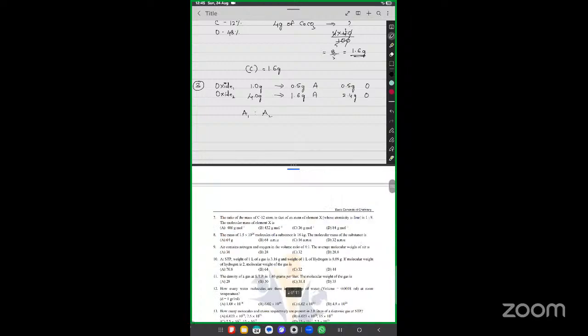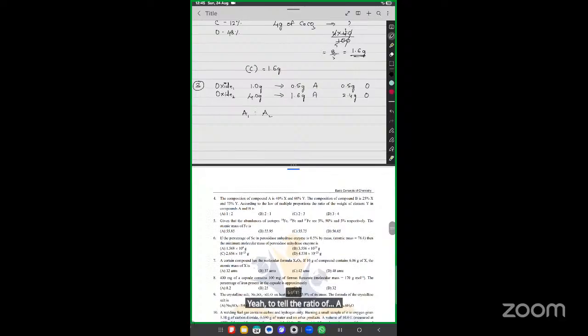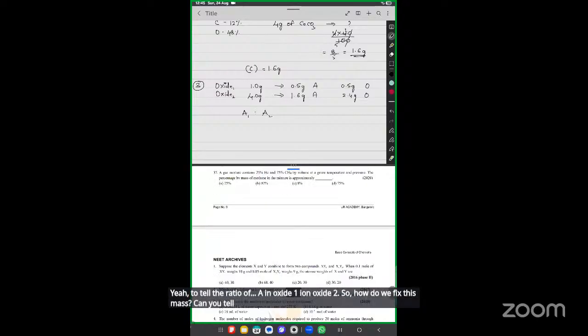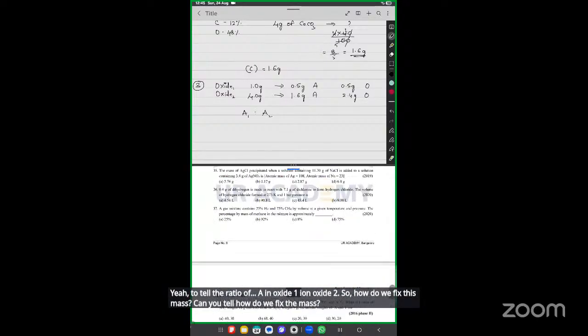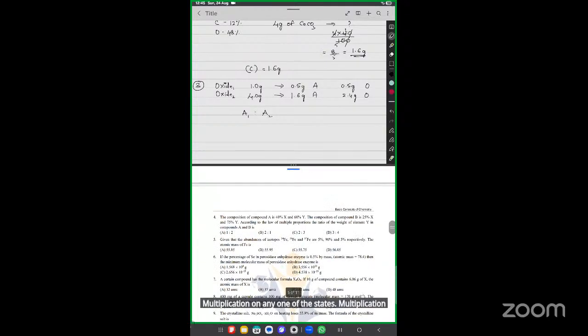Is it correct? I have to fix the mass of oxygen, to tell the ratio of A in oxide 1 and oxide 2. So how do we fix this mass? Can you tell how do we fix the mass? Multiplication on any one of the side.